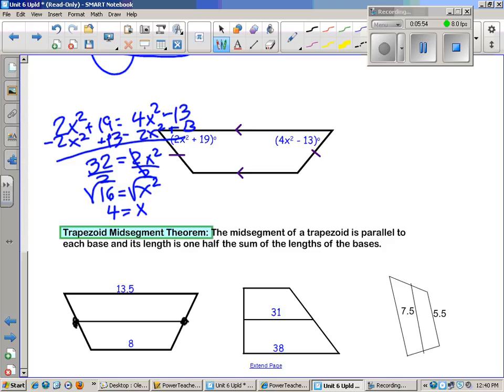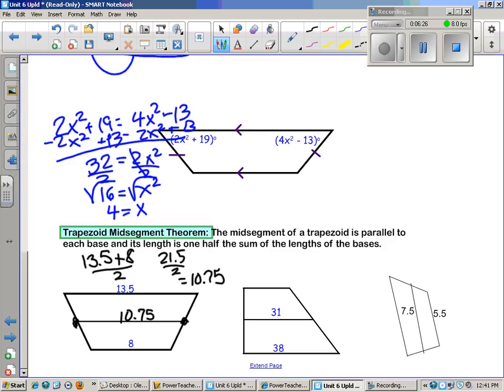Yeah, you don't have to decide because that would be unfair and one of the bases would feel bad. So instead, you're going to add them together and then take half. So basically, you're taking the average. Okay? So like 13.5 plus 8 is 21.5. Divide that by 2, and that gives you 10.75. So the length of this mid-segment is 10.75.